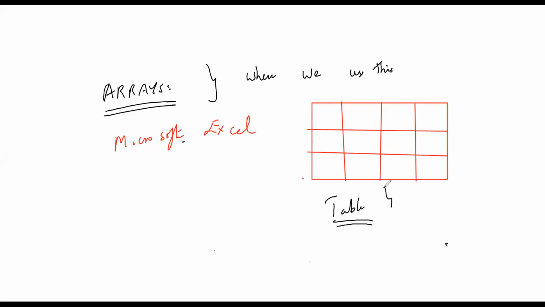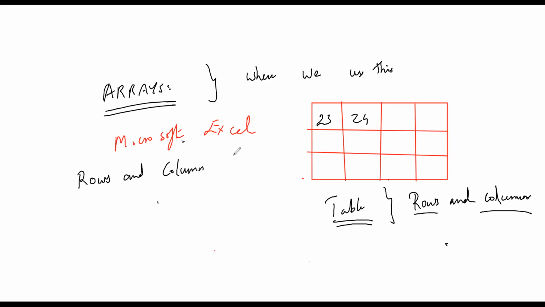What are these tables made of? Rows and columns. Correct. And what we do? We enter values into tables, that is rows and columns. Sometimes we type here 23, 24 or something like that. So these rows and columns are programmed by using arrays. Arrays are nothing but the rows and columns in a software, programmed by arrays. So now we know rows and column is there.